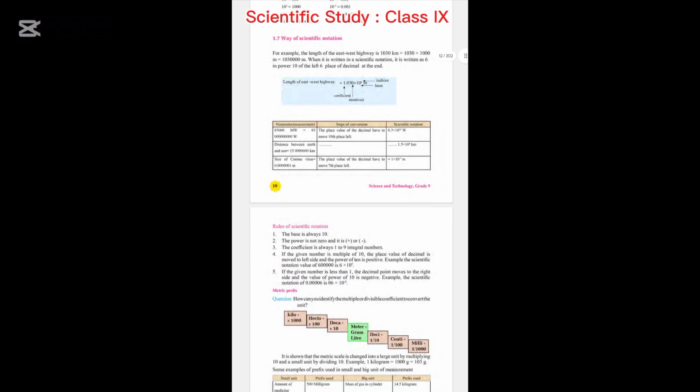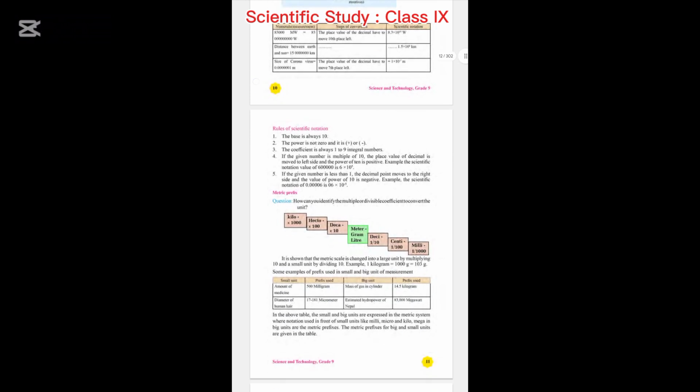Ways of scientific notation. For example, the length of each east-west highway is 80. So, this is the process. You can go through it.